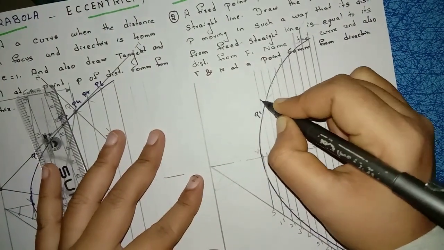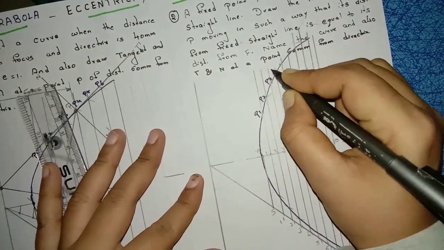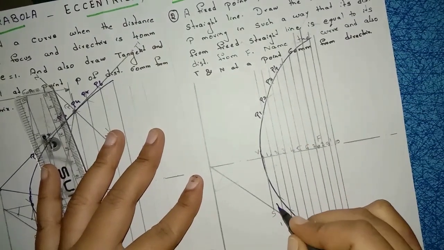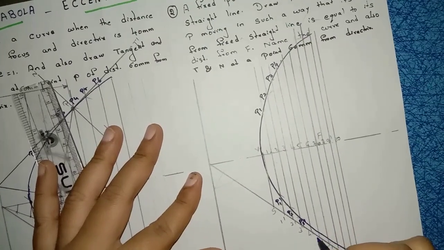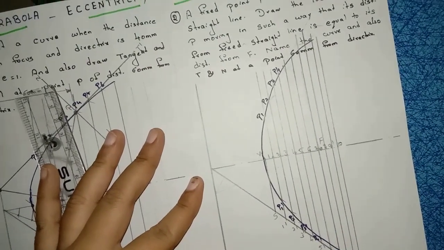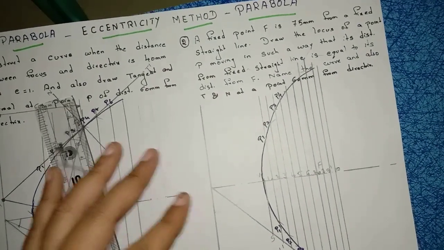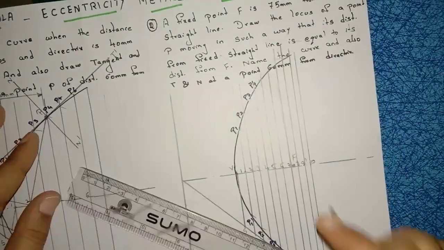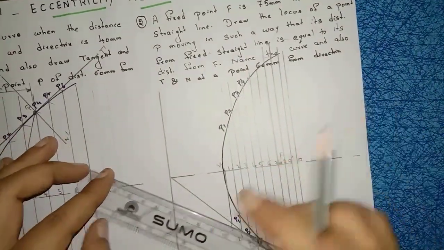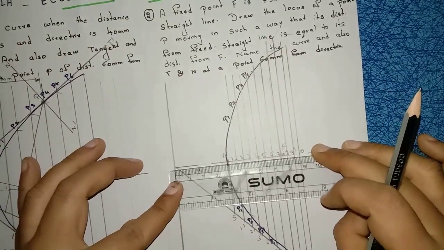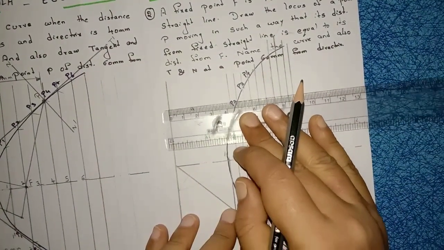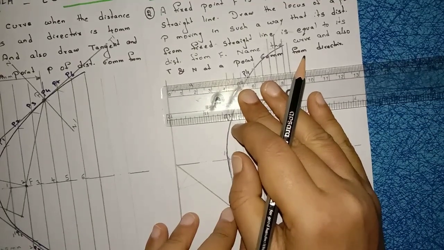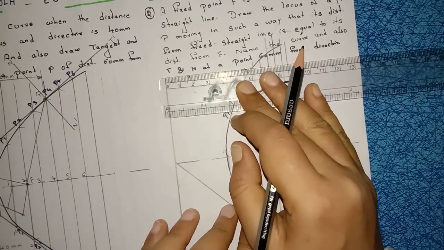Write down here P1, P2, P3, P4, and so on, and here P1 dash, P2 dash, P3 dash, P4 dash, and so on. The next step is how to construct tangent and normal. 60 mm from directrix, same process. 0 should be on the directrix line. Just move your scale by trial and error method and see where 60 mm meets the curve.